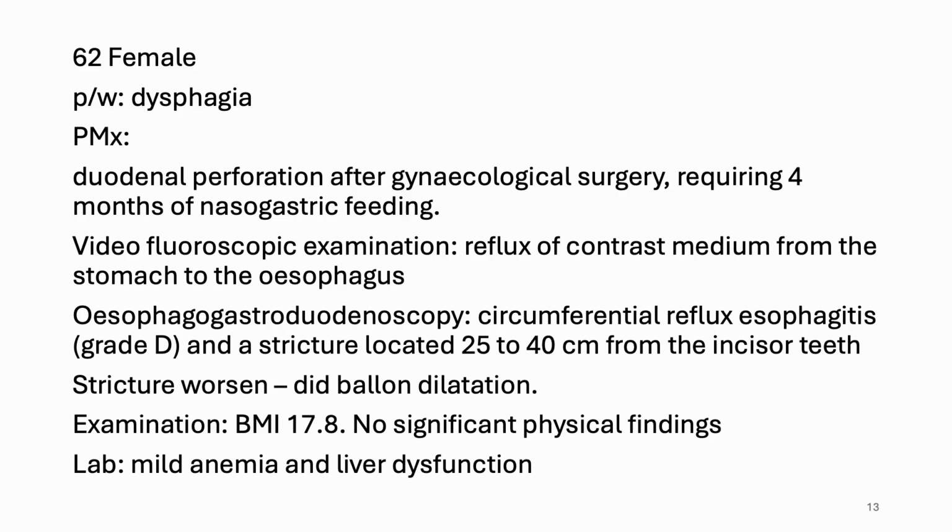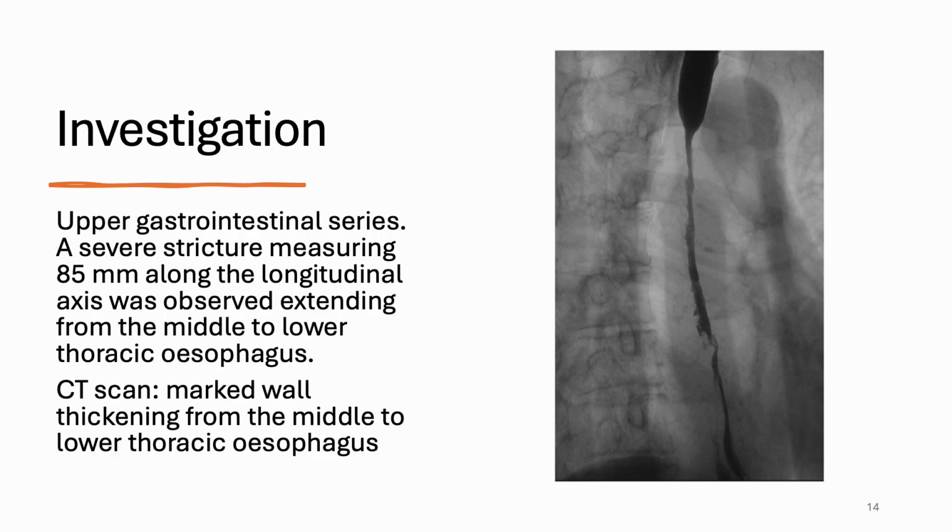Currently, on examination, she was thin with a BMI of 17.8. There's no significant physical findings. Laboratory results show a mild anemia and liver dysfunction. The image on the right-hand side of the slide shows an upper gastrointestinal series. Of course, this is a non-moving picture, but essentially it's trying to show a severe stricture measuring 85 mm along the longitudinal axis from the middle to lower thoracic esophagus.